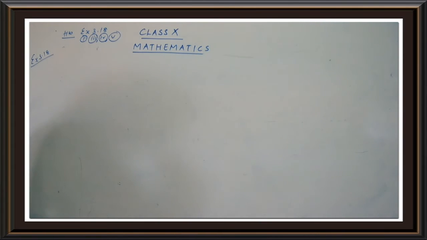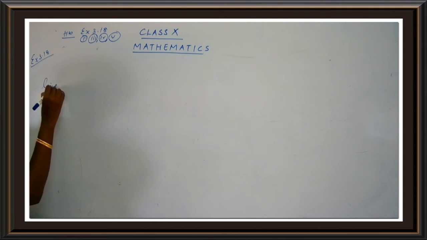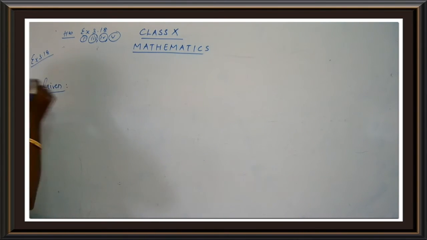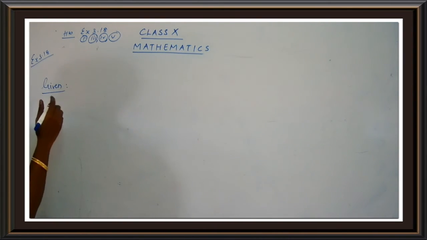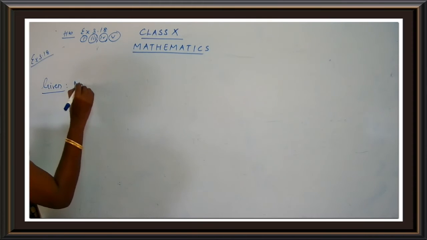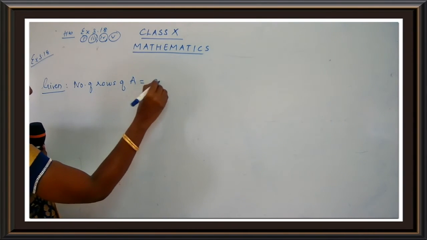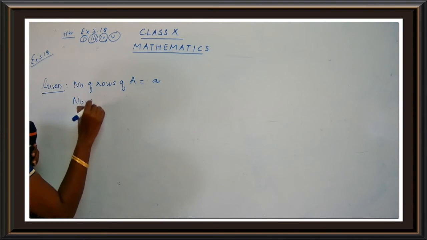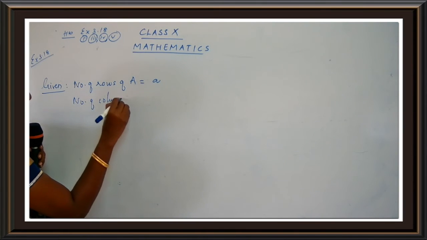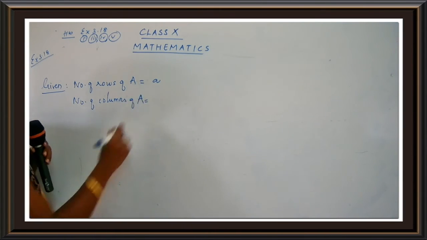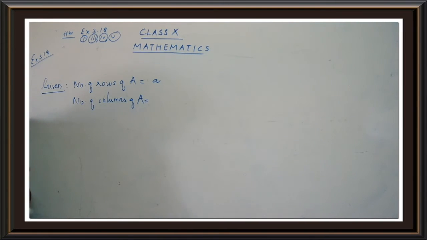Okay, children, shall we go with the work? Let's start the given part. Let us write on the given part here. Given: number of rows of A is equal to A, number of columns of A is equal to A plus 3.